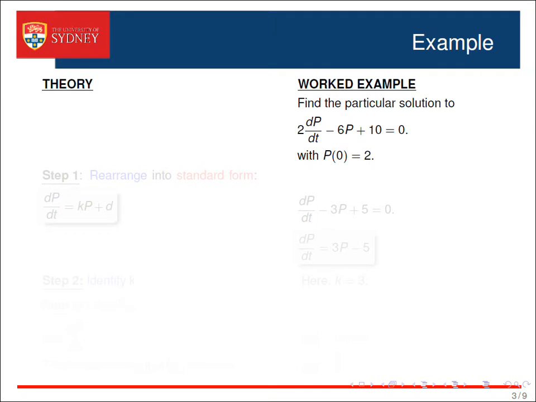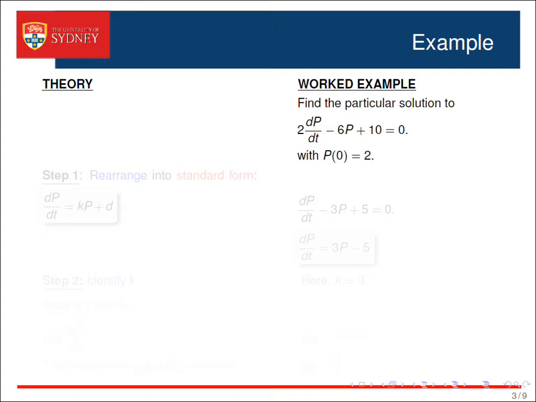Slide 3, Example. Let's now study an example where we want to find the general solution of a specific first-order linear differential equation. We want to find the general solution to the differential equation 2 times dp/dt subtract off 6p plus 10 is equal to 0, given the condition that p(0) is equal to 2. These examples will be presented in a double column format, where the left-hand column corresponds to the basic theory and the right-hand column corresponds to the theory applied to our example.